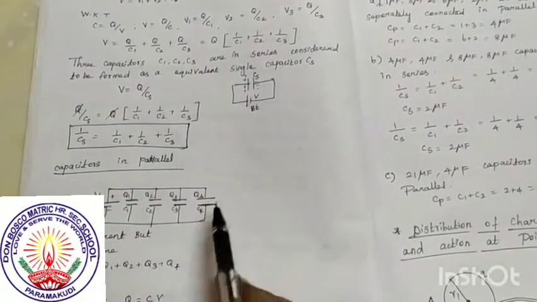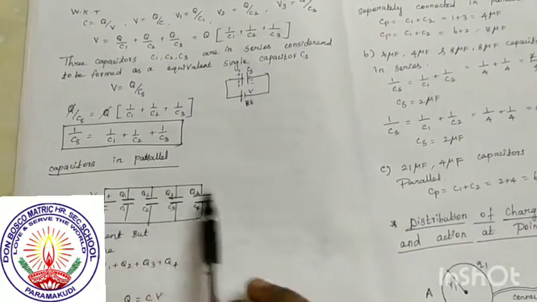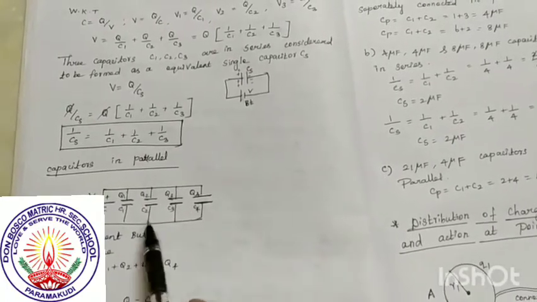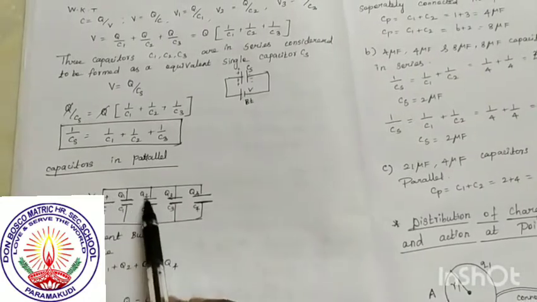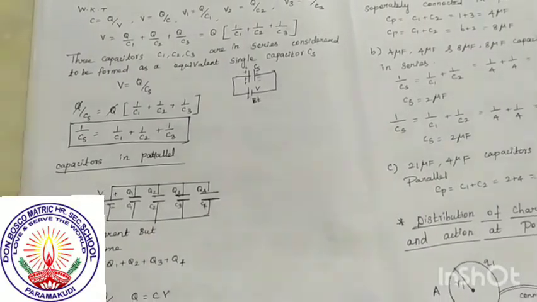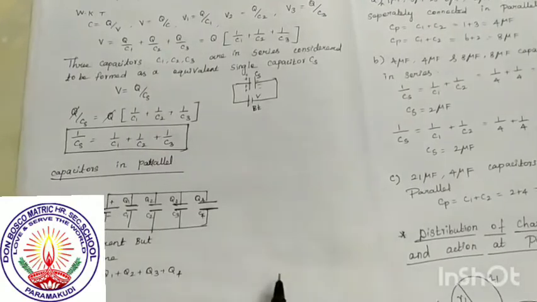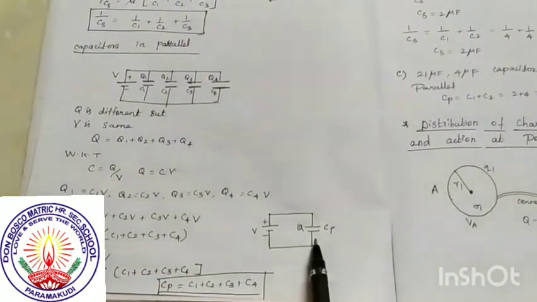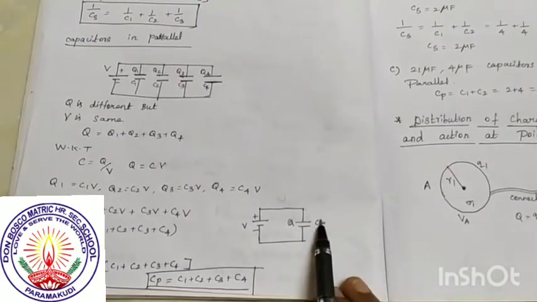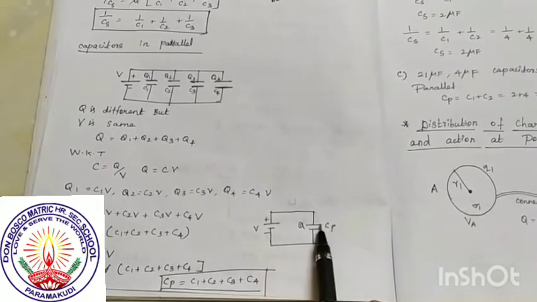So according to the law of conservation of energy, these 3 or 4 charges add up to the charge Q transferred from the battery. Because this is a parallel connection, the charges are different. These capacitors form a single equivalent capacitance CP. This is a single equivalent capacitor connected to the battery. We take CP, where P is for parallel, the parallel capacitor.